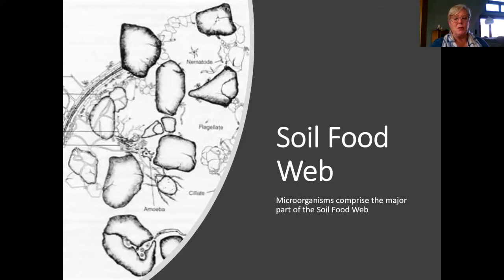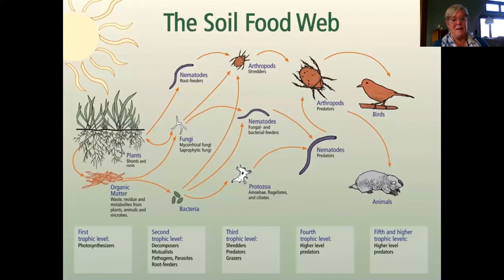So microorganisms comprise the majority of the soil food web itself. Microorganisms are organisms that obviously require a microscope to see them. They're so small, there's no way to see them. So in the first level of these, you've got your bacteria and fungi that are pretty much eating each other and synthesizing and breaking down organic matter, and on up to a whole level of other organisms that are feeding on them.